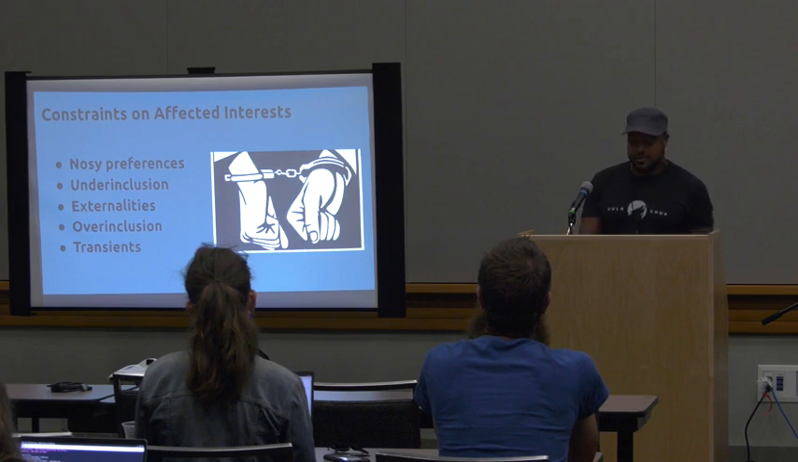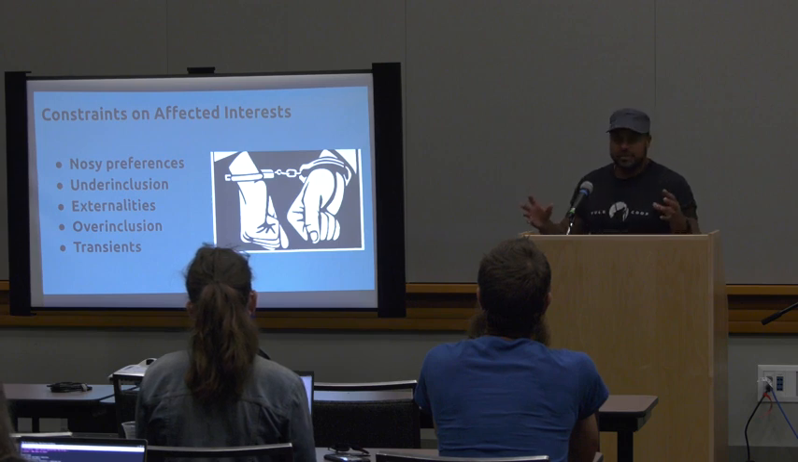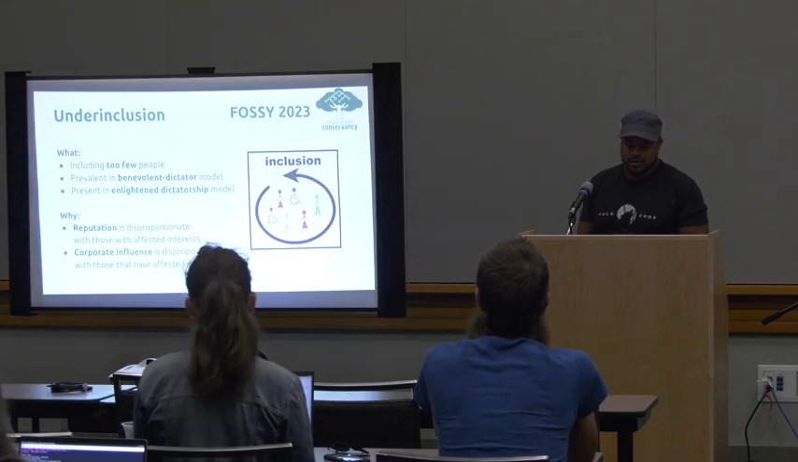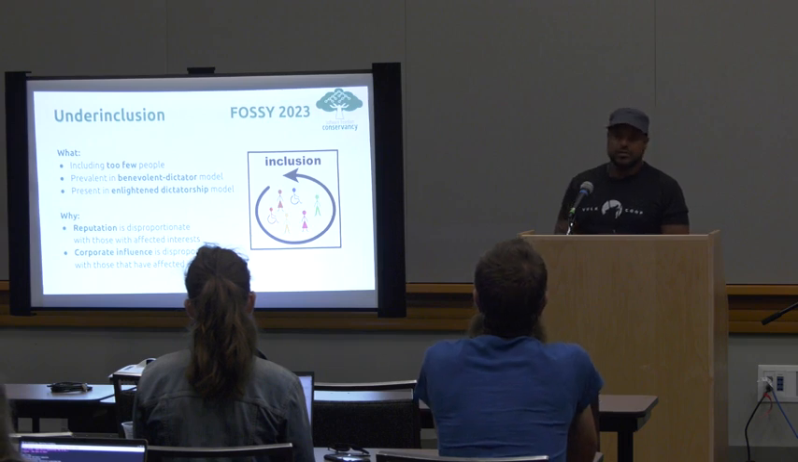This is like a framework when you're reasoning about who's going to be able to participate in the decision-making, voting, however you're going to do it. You need to be familiar with these because all you're going to do is run into these and then give up, essentially. So there's really no way around it. What is under-inclusion? It's essentially including too few people.